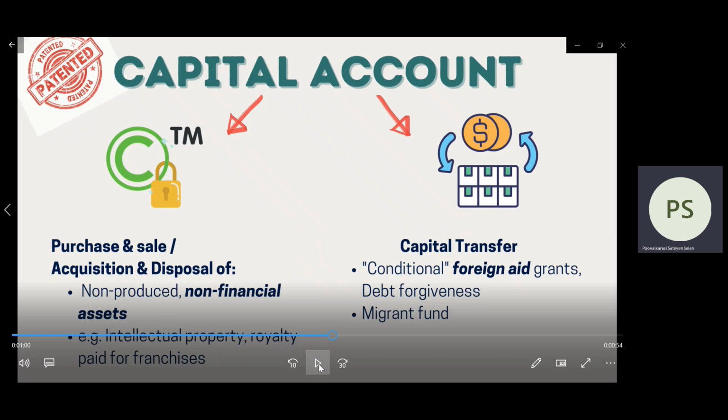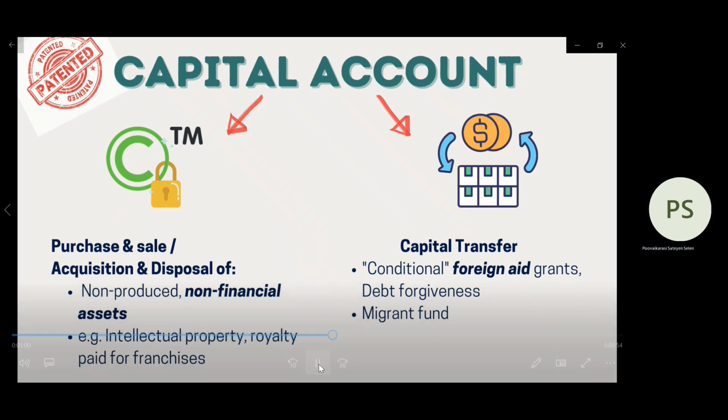Another one is capital transfer, where we have conditional foreign aid grants, where you have to pay back, or we have any debt forgiveness, where debt was given, then we forgive this debt, we can record under capital transfer. Migrant funds, when we are migrating to another country, the person who is migrating brings over their funds, right? So this is called migrant funds, yeah? So these are the two subsections under capital account.